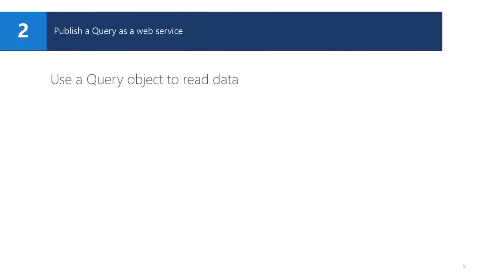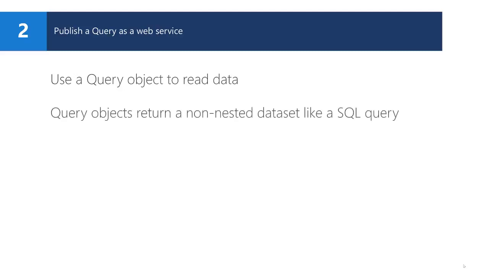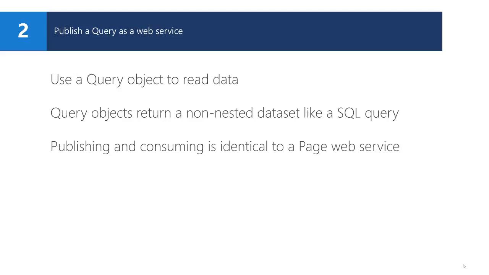A query is a read-only data stream that can be published as a web service. It is similar to a SQL query and it returns a flat dataset with no nested data items. Publishing and consuming a query is identical to a page web service. The only difference is, of course, that you now use a query object instead of a page object.